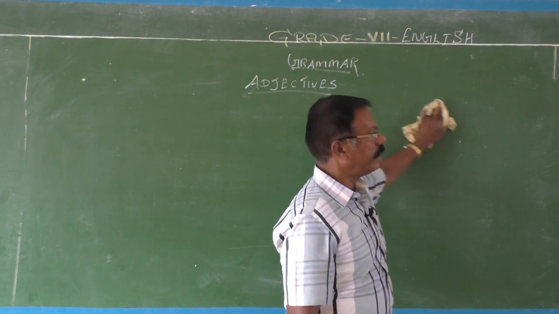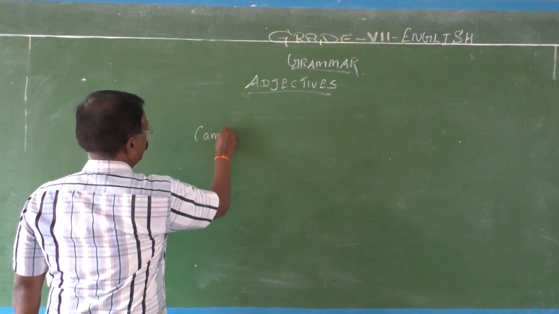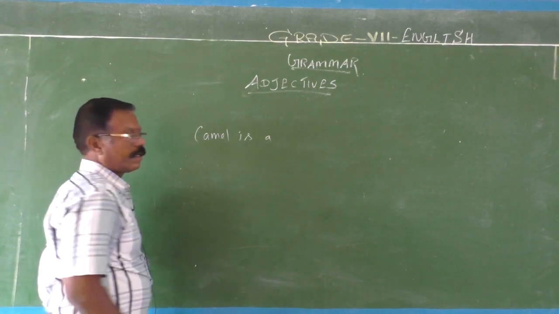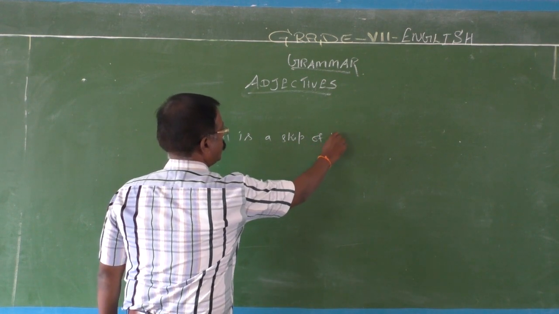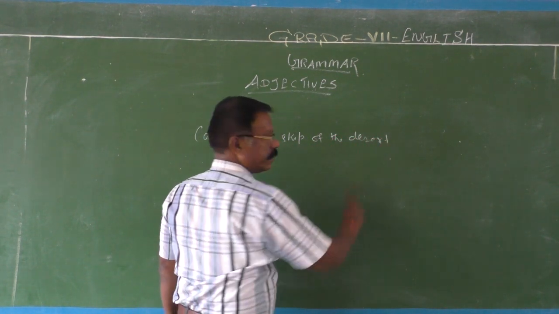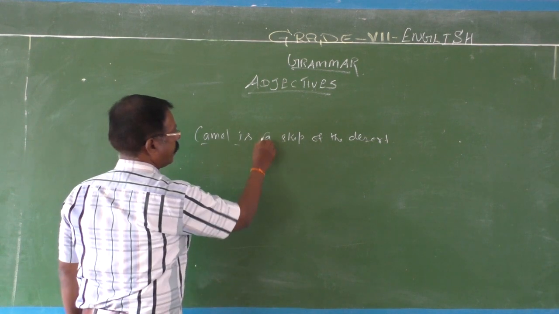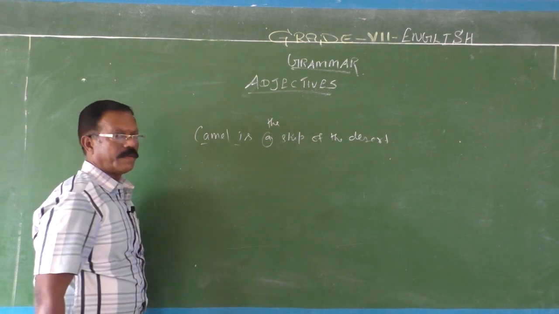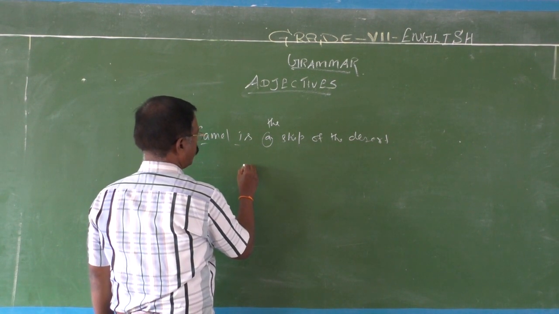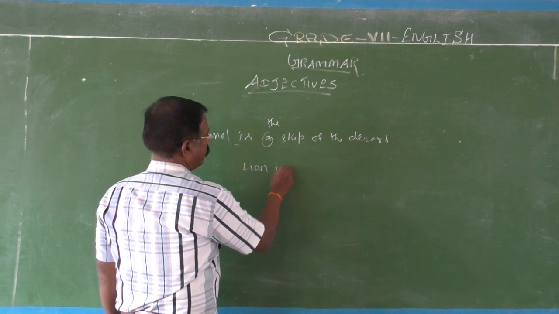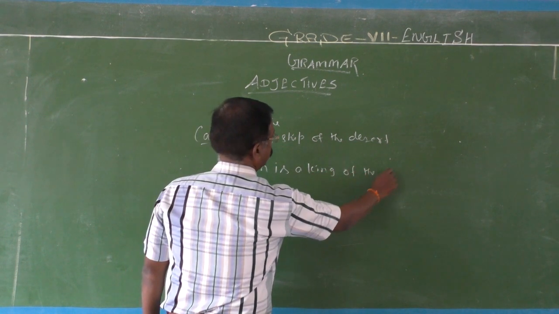Okay, fine. See, camel. Camel is the ship of the desert. See the sentence. Here, instead of a, if we use that, it gives a different meaning. The ship of the desert. Then, lion is the king of the forest.